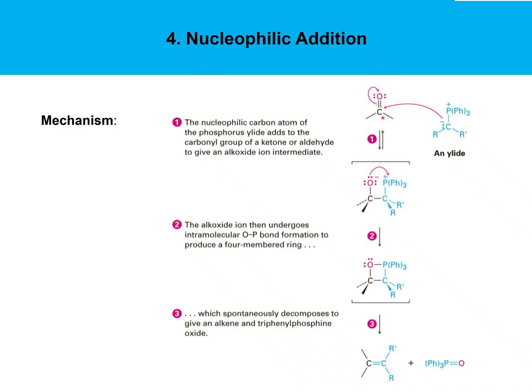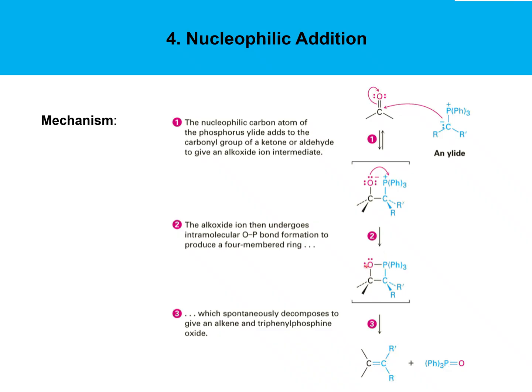The mechanism for the Wittig reaction occurs as follows. So the Wittig reagent involves a carbon that is nucleophilic. That carbon will attack the carbon of the carbonyl. It will produce this intermediate, which will lead to the oxygen and its negative charge attacking the phosphorus with its positive charge, forming this four-member ring.